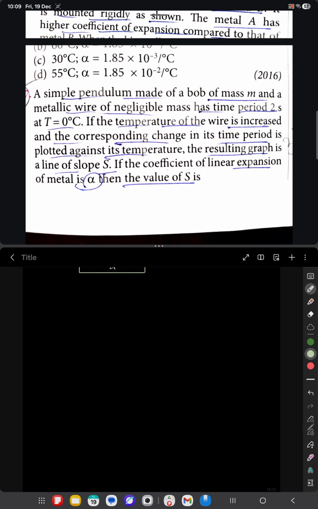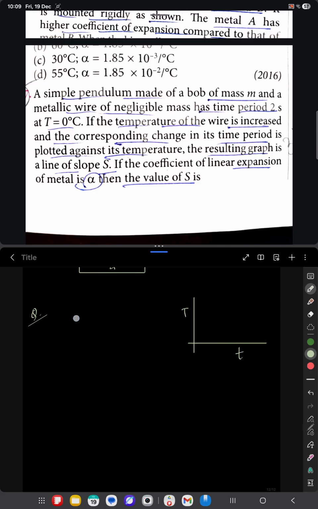There is a simple pendulum made of a bob of mass m and a metallic wire of negligible mass, which has a time period of 2 seconds at t equal to 0. If the temperature of the wire is increased and the corresponding change in time period is plotted against temperature, the resultant graph has a slope s. If the coefficient of linear expansion of the metal is alpha, then the value of s is? So there is a graph you need to draw, that is the time versus temperature graph.